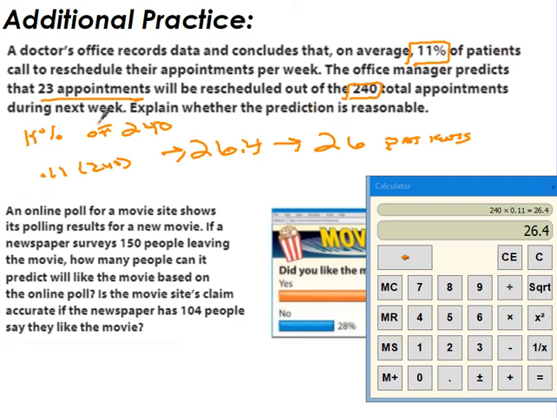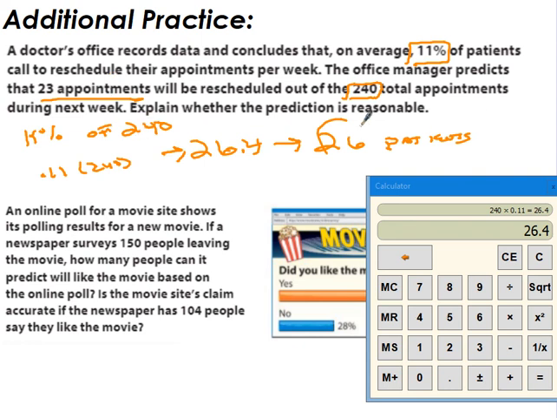It's pretty close to the 11%. This is more about 9%. But it is really close. Depending on your explanation, I think you can make the argument for both. If you said, no, it's not reasonable because 11% of 240 is 26, that would be a great explanation. But if you said, 23 appointments is reasonable because 11% of 240 is 26 and 23 is relatively close, I think that would be a great explanation as to why it is a reasonable prediction.